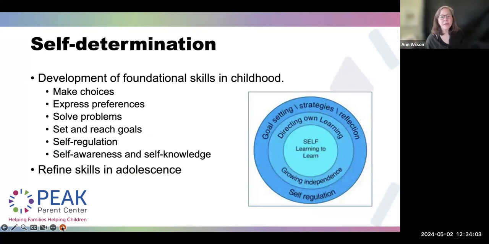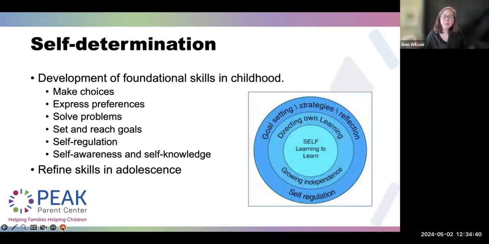We talk a lot about self-determination with kids with disabilities, because research shows that kids with disabilities may not develop self-determination as much as kids without disabilities. So it's something that we need to pay attention to and make sure we're giving opportunities to develop these skills. And you can start at very young ages developing the foundational skills of making choices, expressing preferences, solving problems, setting and reaching goals, self-regulation, and then self-awareness and self-knowledge.